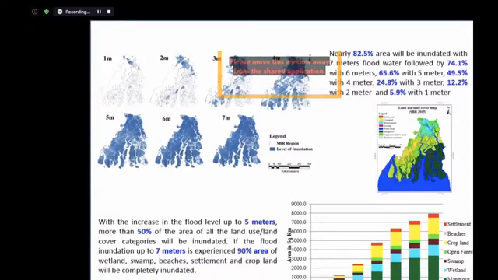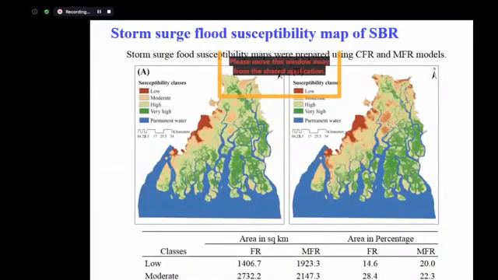What are the conditions of inundation levels of storm surge in the Sundarban area? And in the graph, you can see the percentage share of different land covers for the storm surge inundations. Now this is the storm surge modeling map. The green area is highly susceptible to storm surge.